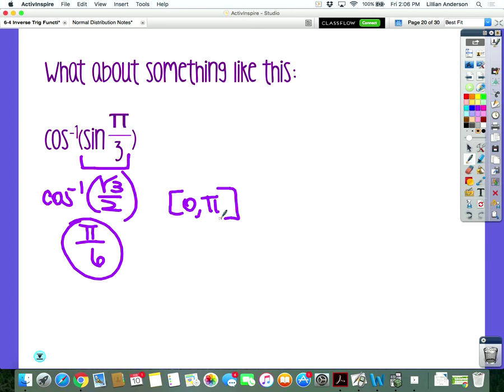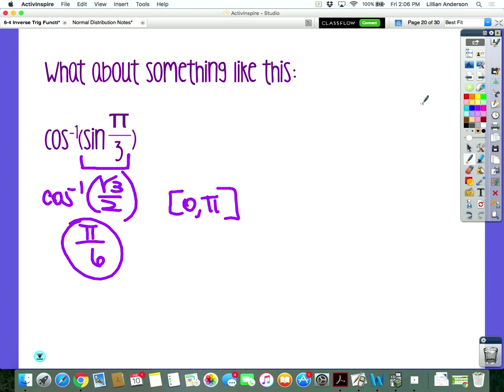So you can do ones that are mixed trig functions, but you really are going to have to go inside out, because you're mixing, and you still have the restriction of your inverse. And the calculator will not tell you the right answer. It wouldn't be 11 pi over 6, because that's outside of the interval for the inverse. It has to fall in that interval.